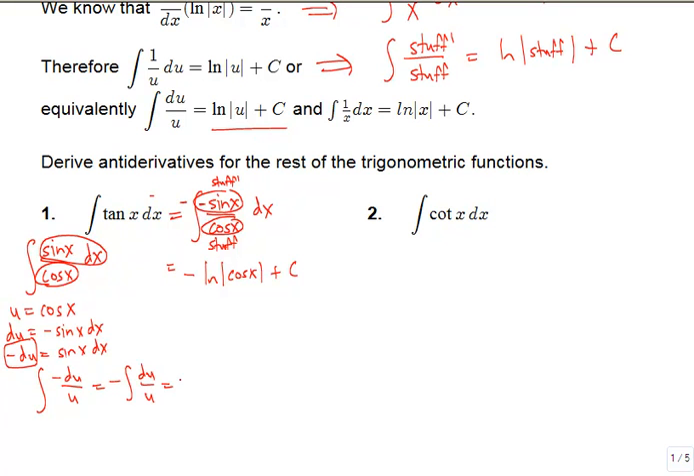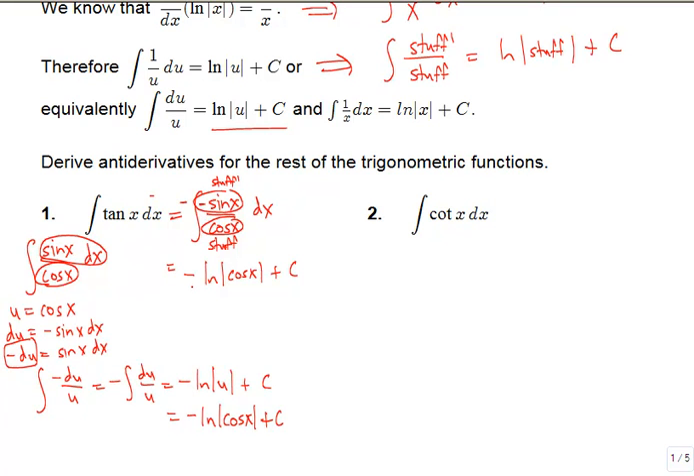So this becomes the ln of u in absolute value, plus a c. And last but not least, we want to resubstitute back in terms of x. So if I change that u to a cosine, then we get the same answer that we got before. Now, it's perfectly fine to leave your answer like this, but I want to show you that there is an alternative, and most textbooks use the alternative version of this answer.